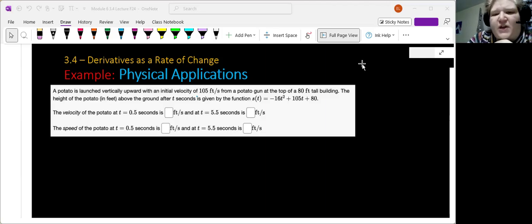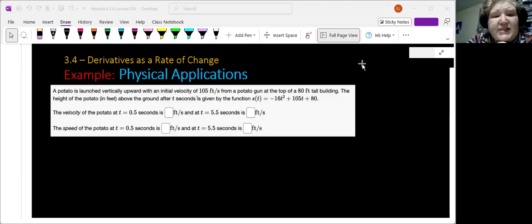So we have our function here, our position S of t equals negative 16t squared plus 105t plus 80. Negative 16 is because that's half of gravity, which is 32 feet per second squared. Then 105, well, that's our initial velocity. And 80, that's the height of the building. So when this thing starts, it's 80 feet in the air and then goes up some and then down and splat.